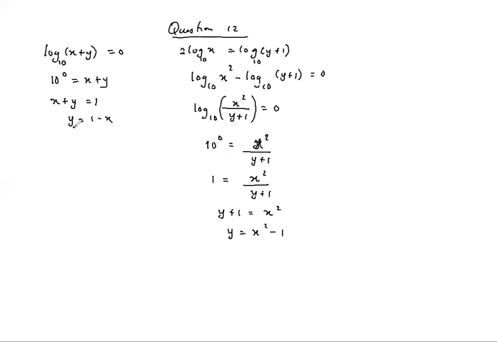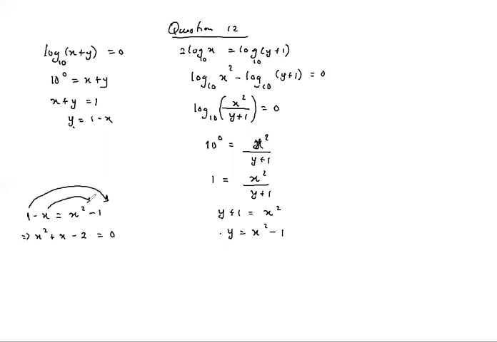Now here also y = 1 − x. So this is y, this is y, so you can equate the two y's. 1 − x = x² − 1. Okay? So putting these on the same side, we have x² + x − 2 = 0.